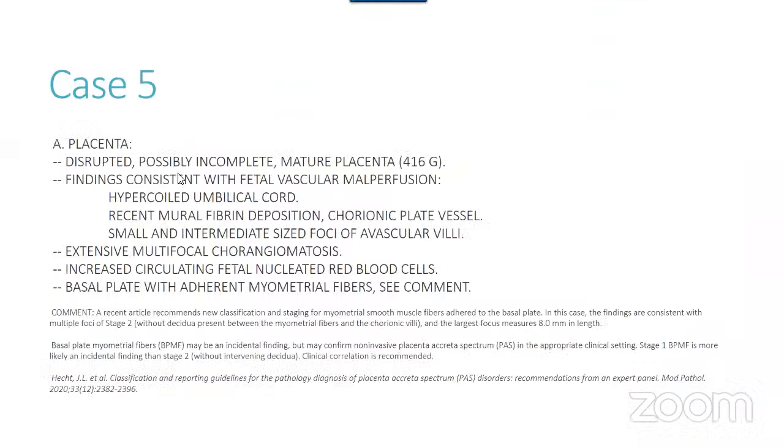So our report for this case, it's a disrupted, possibly incomplete placenta. We had our findings that were consistent with fetal vascular malperfusion, including the hypercoiled cord, which I showed you, the mural fibrin I showed you, and the avascular villi. We had extensive multifocal chorangiomatosis. There were some increased nucleated reds. And then finally, the basal plate with the adherent myometrial fibers.